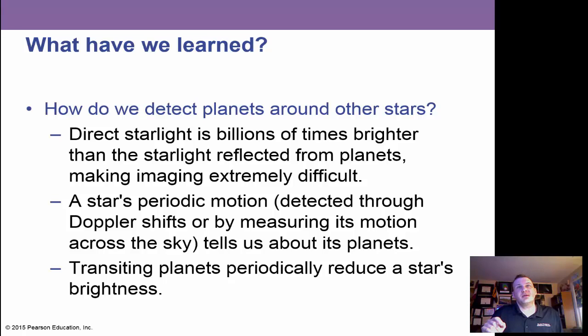So we have learned that direct starlight is billions of times brighter than the starlight reflected from the planets, making imaging extremely difficult. And a star's periodic motion detected through the Doppler shifts tells us about its planets it may have, and the transiting planets periodically reduce a star's brightness on an orbital scale.